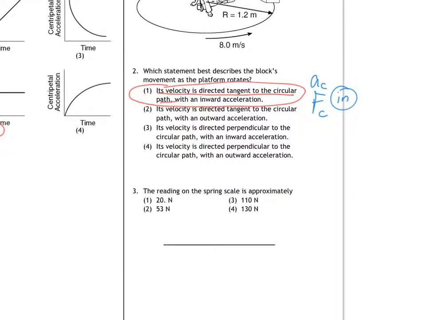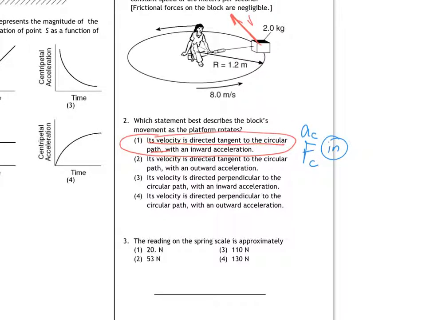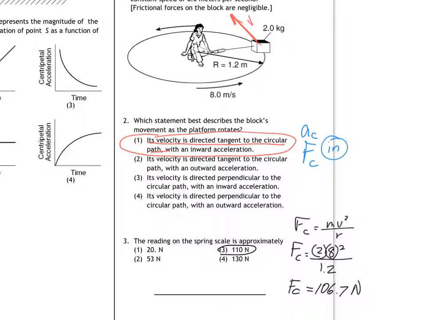Number 3, the reading on the spring scale is approximately. Okay, a spring scale is going to measure forces. So an equation I would recommend using here is Fc equals mv squared over r. And we're looking for force, so we can pretty much go from there. The mass is 2 kilograms, and the velocity is 8 meters per second, but you do need to square that. And the radius is 1.2 meters. And I get a value of 106.7. That would be newtons. So with significant figures, it's going to be choice 3.